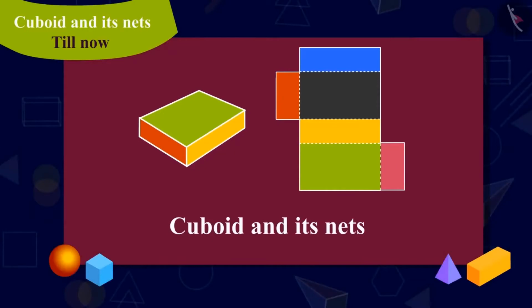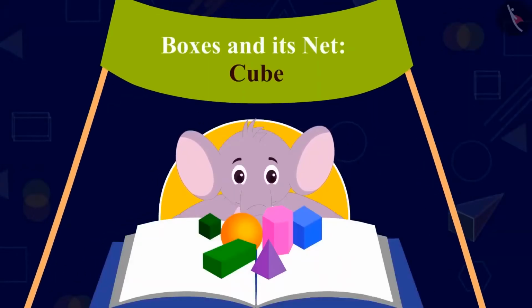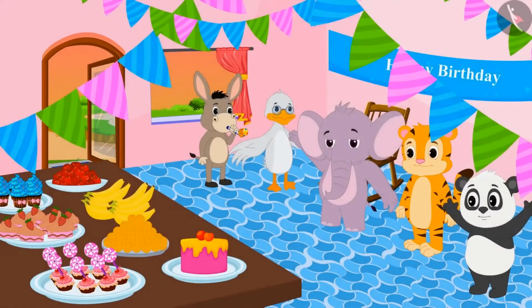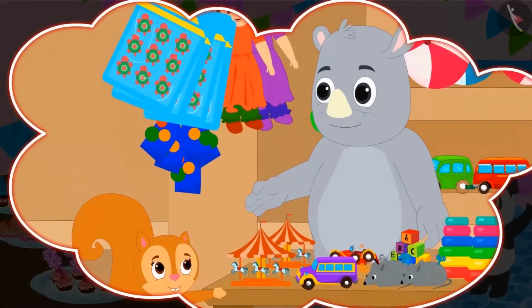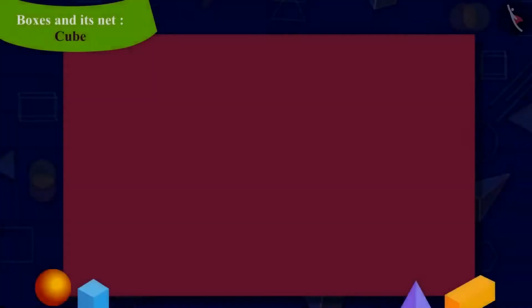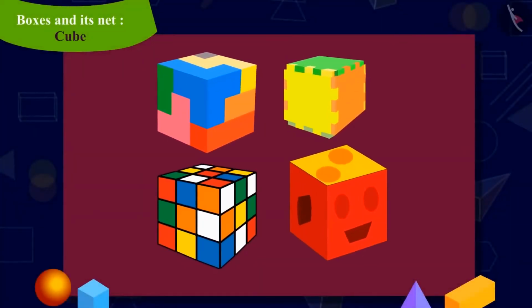Kids, in the previous video, we learned about the cuboid and its net. In this video, we will learn about cube and its net. Today is Appu's birthday. Chanda has brought 4 toys as gift for him from Gaggu's Rhino shop of these shape.